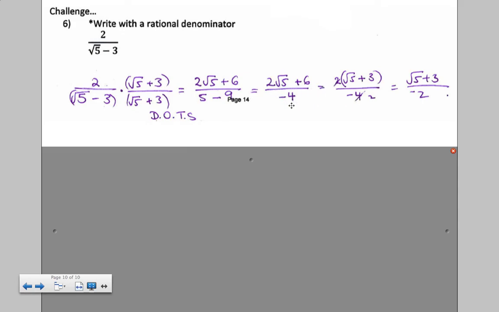And then the last, you can leave it here, but if we want to simplify fully, we factor out the 2 in the numerator, and then we can simplify the 2 and the minus 4. Okay, it's been fairly quick, but hopefully that was just a reminder.